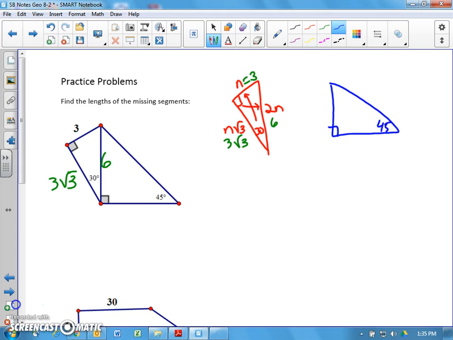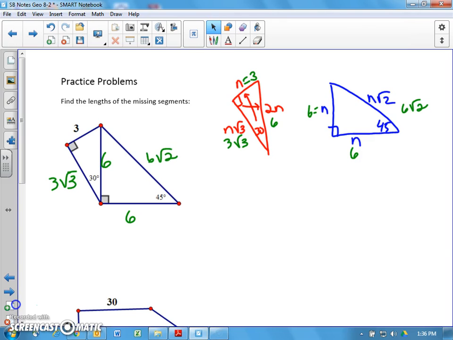And if this is 45, that means it's a 45, 45, 90 right triangle. So this is n square root 2. And then I'm going to pull over that 6 that I just found, and it's right here. So if that's 6, this is also 6, and this would be 6 square root 2. So my other two sides would look like this, and we have now found all of our sides.